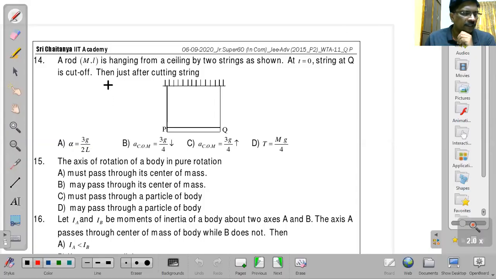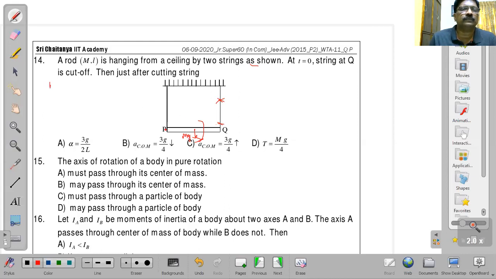A rod of mass m and length L is hanging from the ceiling by two strings as shown in the figure. At t equal to 0, the string at Q is cut. Immediately, about this point, the rod starts turning. Just after cutting, what is the angular acceleration? Whenever the string is cut here, no tension acts at this end. Only at the midpoint of the rod, the weight mg of the rod acts in the downward direction.